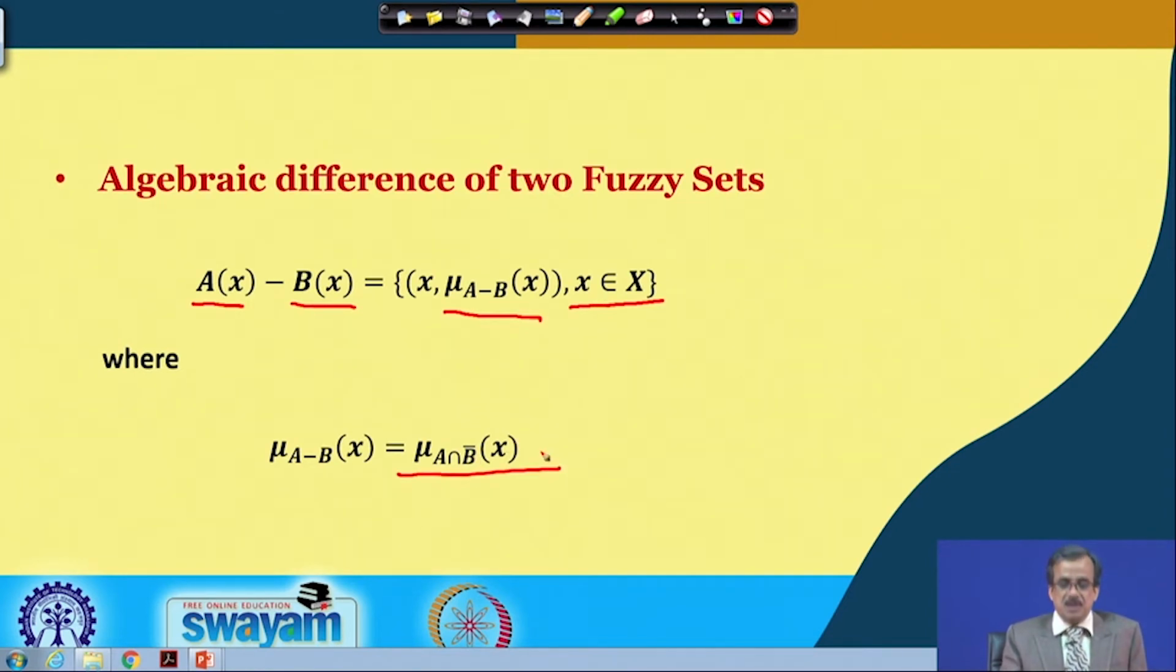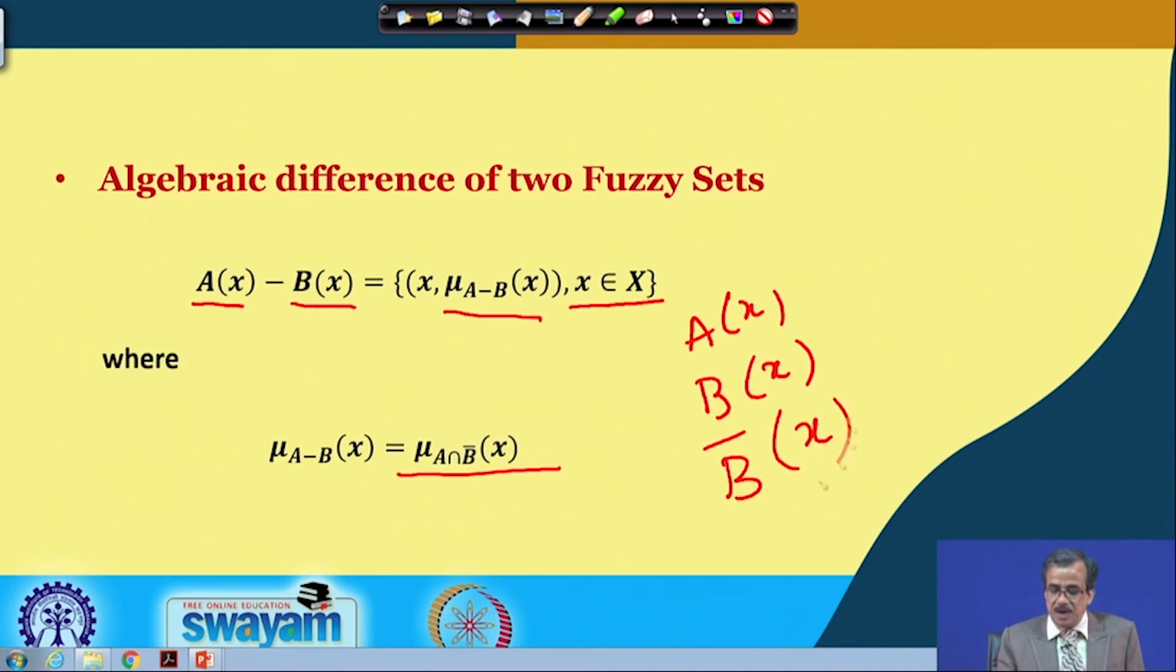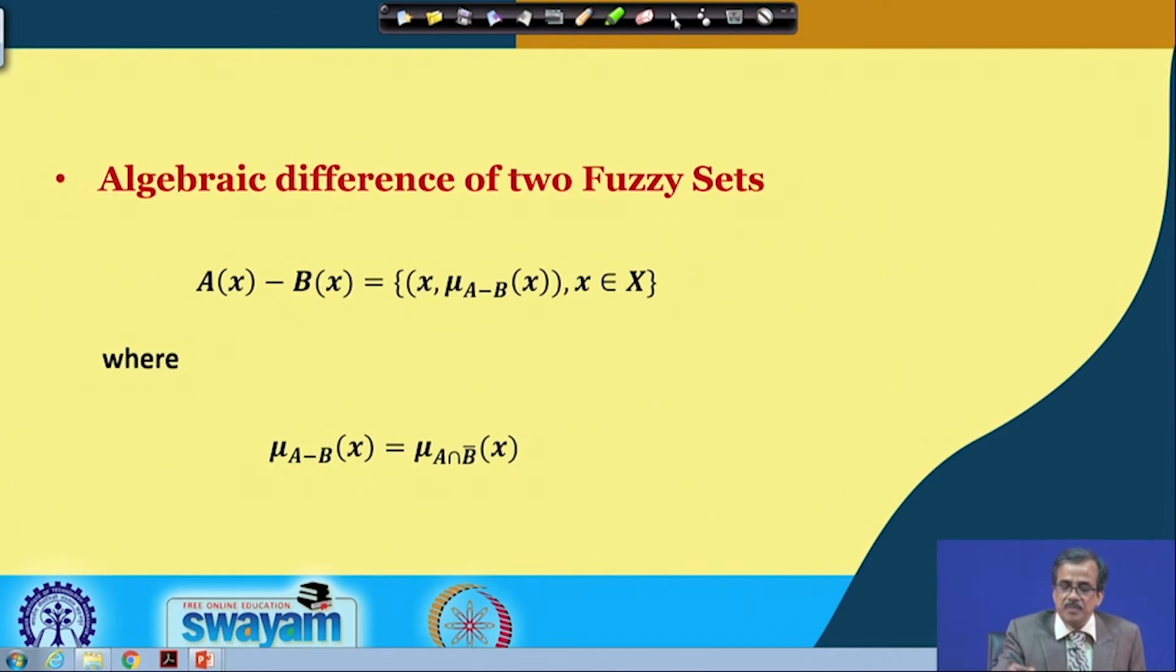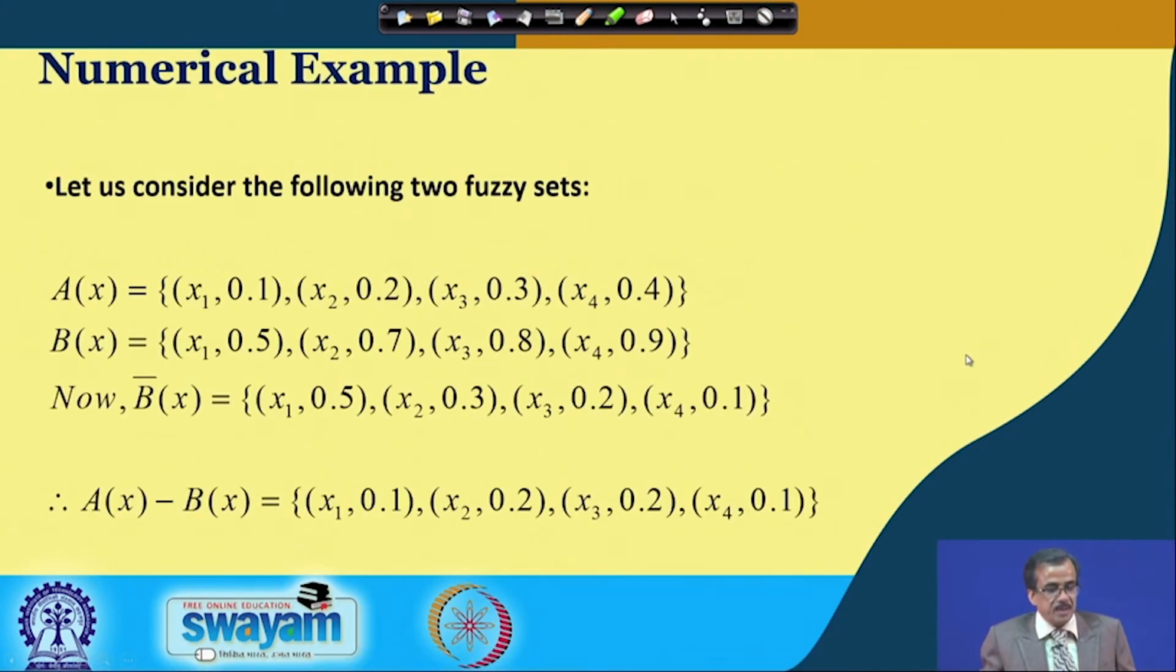So, what I will have to do is, I have got two fuzzy sets A(x) and B(x). You will have to find out the complement of B, that is B bar(x). This is the complement of B(x), and after that we will have to use the concept of intersection, that is A intersection B bar. Now, let us see how it works. I am just going to solve one numerical example.